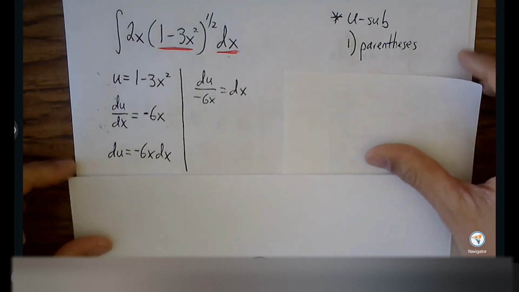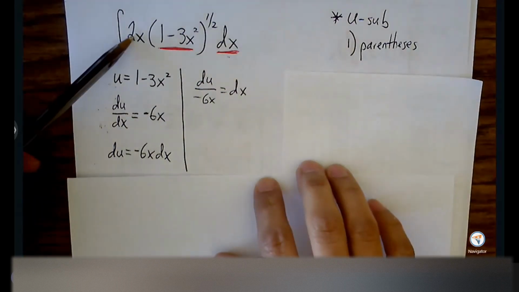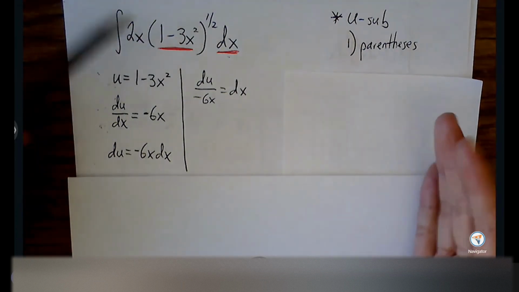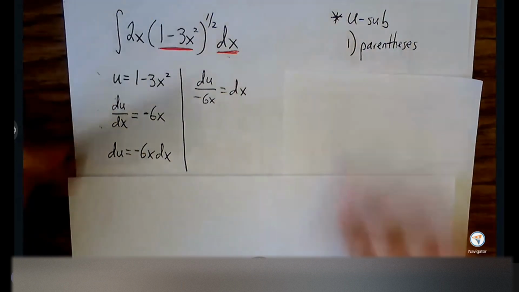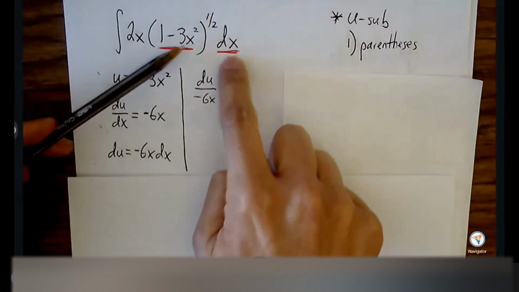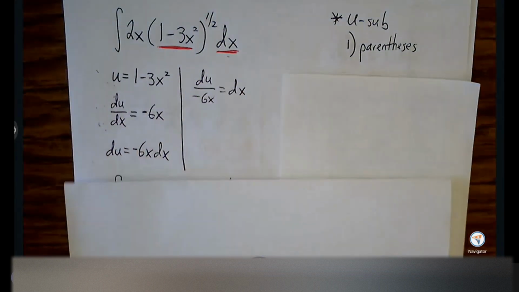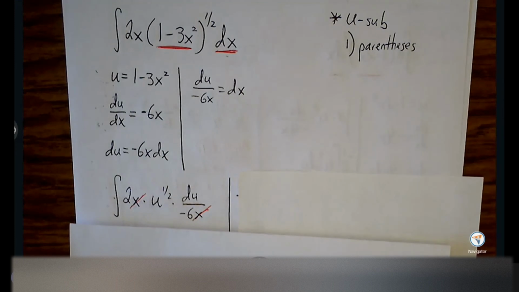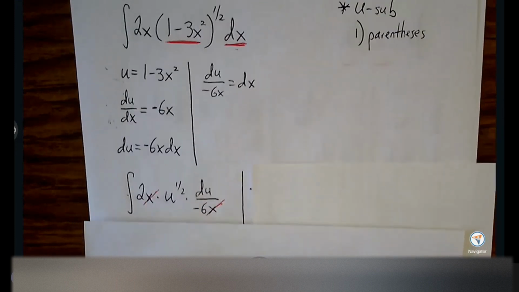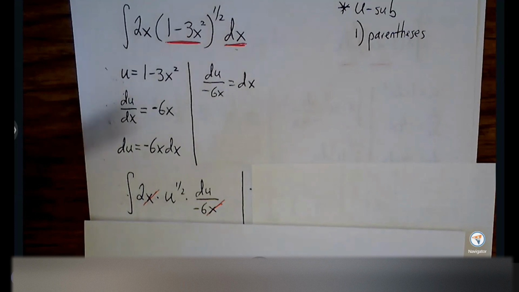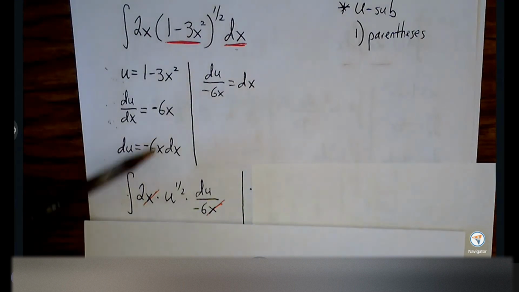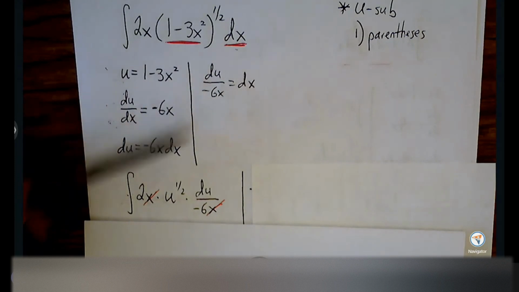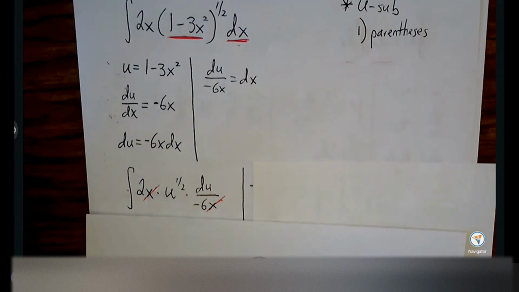Okay, so as I make my substitutions, I'm going to carry down the parts that are not ready yet. So the 2x I'm going to bring down, the 1/2 I'll bring down. I'm just making my substitutions for those parts. Okay, so the 2x comes down, parentheses gets replaced with u, the 1/2 stays, dx gets replaced with du over negative 6x.